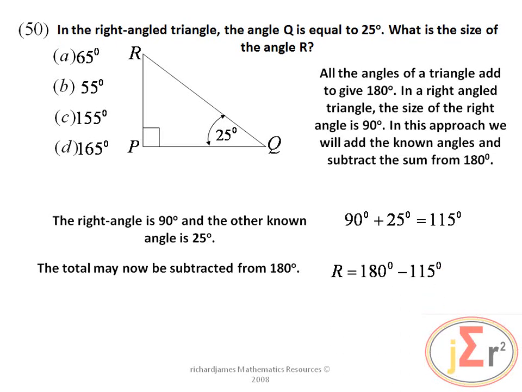The total may now be subtracted from 180 degrees. So R is equal to 180 degrees minus 115 degrees. So R is equal to 65 degrees. The answer is option A.